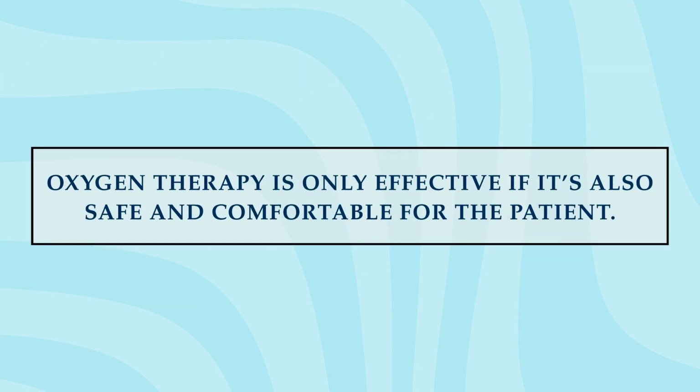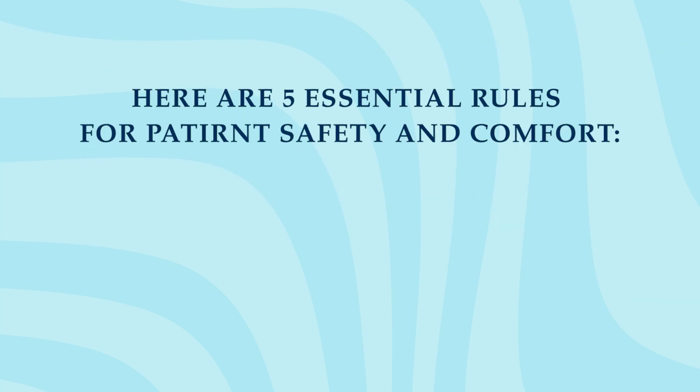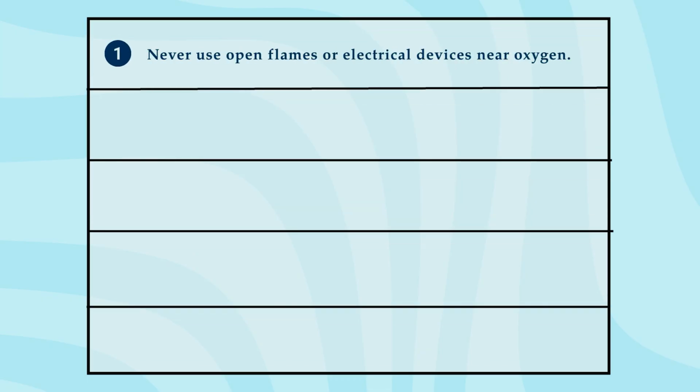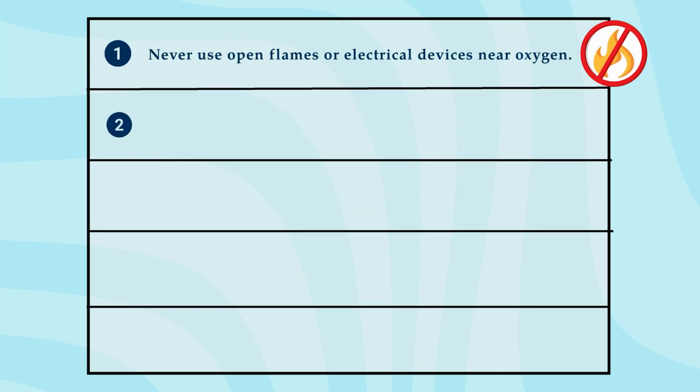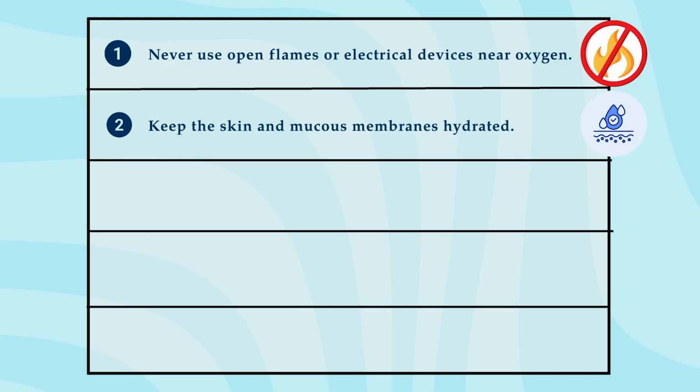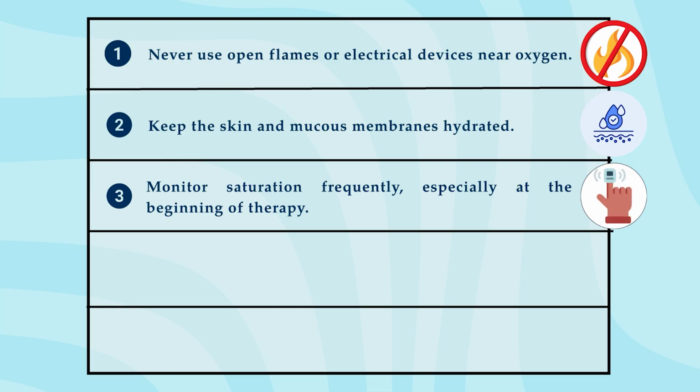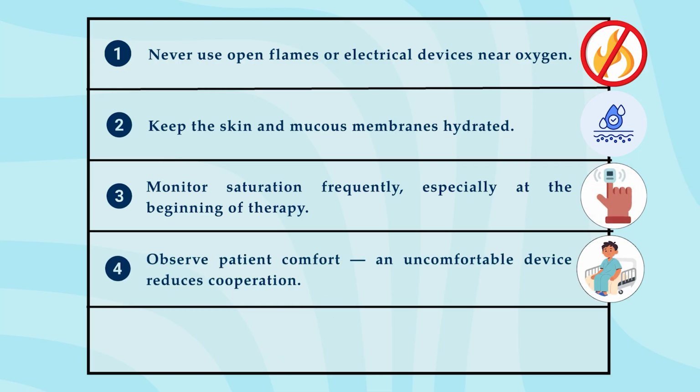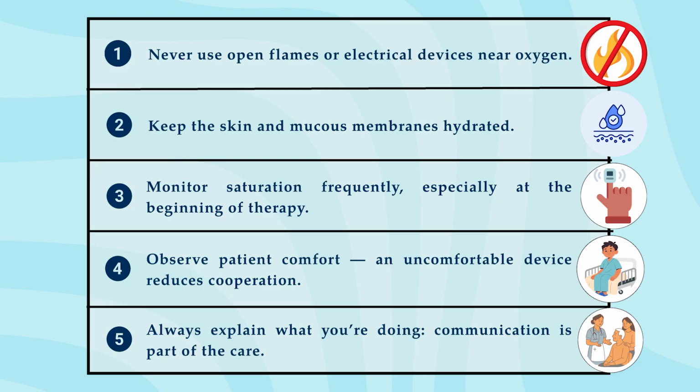Oxygen therapy is only effective if it's also safe and comfortable for the patient. Here are 5 essential rules. 1. Never use open flames or electrical devices near oxygen. 2. Keep the skin and mucous membranes hydrated. 3. Monitor saturation frequently, especially at the beginning of therapy. 4. Observe patient comfort. An uncomfortable device reduces cooperation. And 5. Always explain what you're doing. Communication is part of the care.